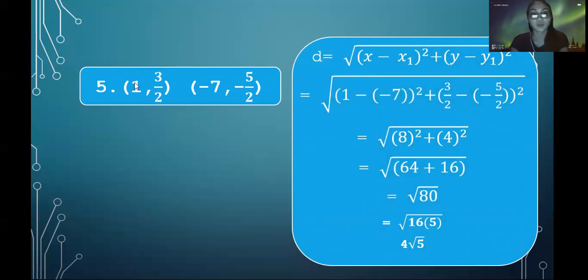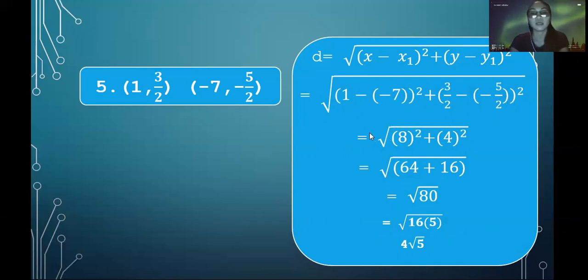The given points are 1 and 3 halves, and negative 7 and negative 5 halves. Find the distance between the points. D is equal to the square root of the quantity x minus x sub 1 squared plus y minus y sub 1 squared. Then substitute the values: it is equal to the square root of 1 minus negative 7 squared plus 3 halves minus negative 5 halves squared.